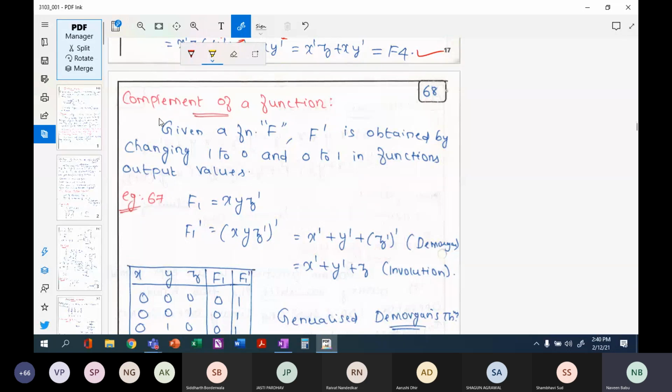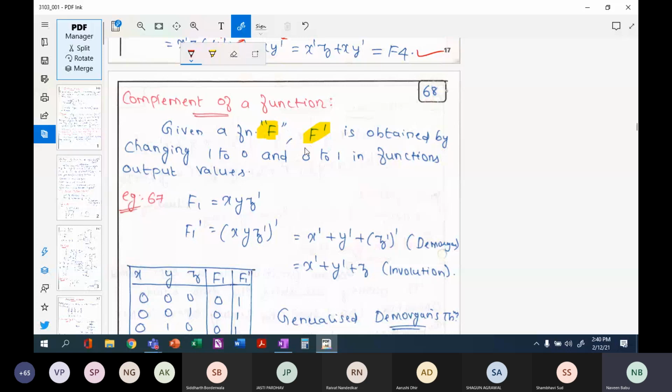Now if we write the function as f, then the complement of the function is f bar. Please note that this is not a single variable; it may be a single variable function or a multivariable function also. To obtain the complement of a function, change all ones to zeros and zeros to ones, and you will get the complemented function. Very simple. You are applying a duality equation here.